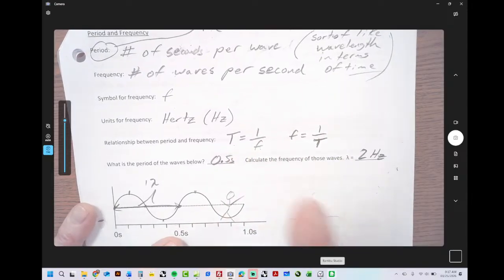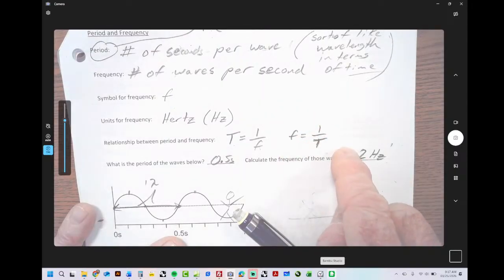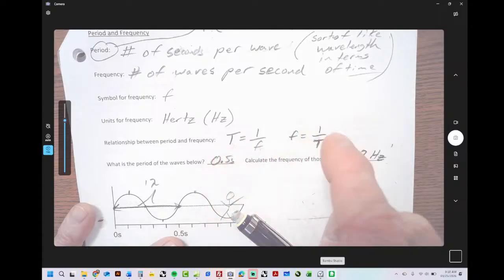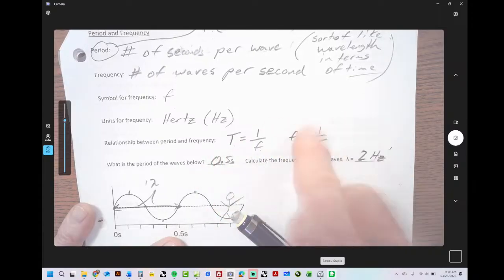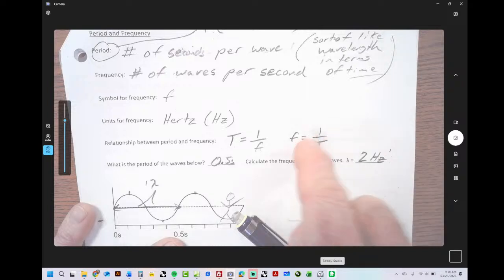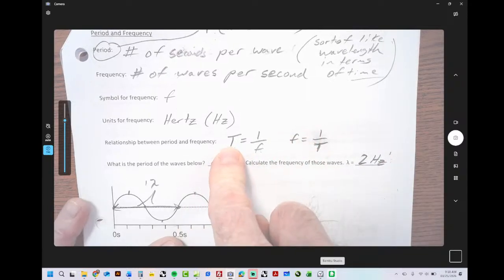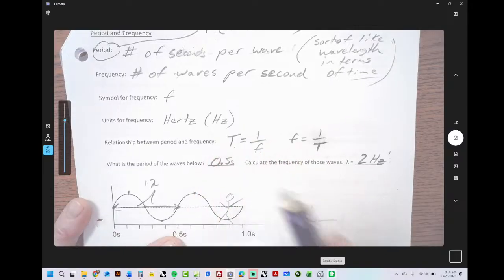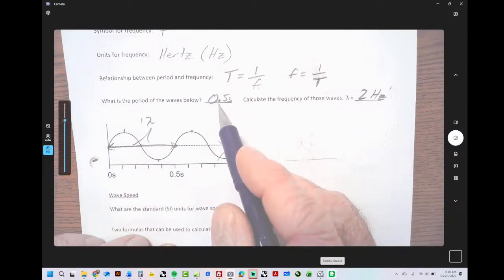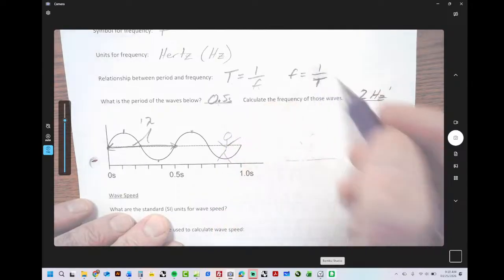So whenever frequency goes up, period goes down, because period is how many seconds the wave lasts. And if a bunch of waves are coming every second, then they don't last very long, but it's a high frequency. If the waves are coming slowly, then the period is long for each wave and the frequency is low.